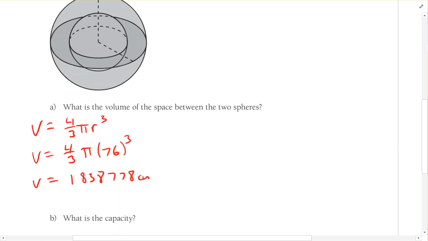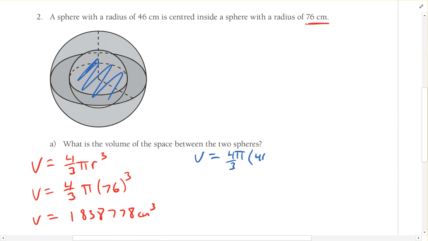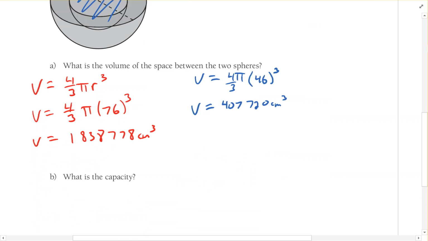1,838,778 centimeters cubed. Okay, and then the volume of the inside sphere is going to be 4/3 pi, and then the inside radius was 46 cubed. So if you put it into your calculator, that is going to be 407,720 centimeters cubed. And then lastly, I just need to subtract those two.